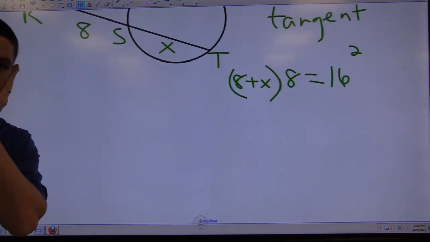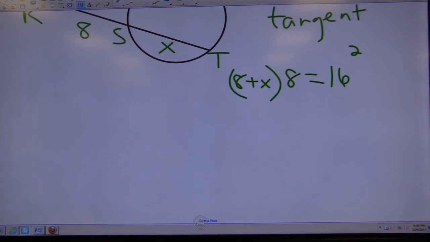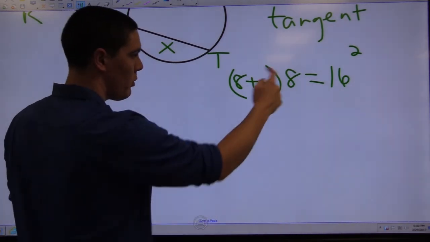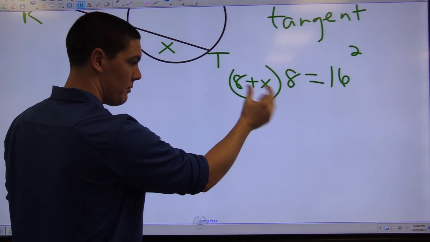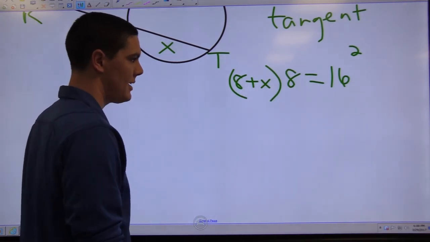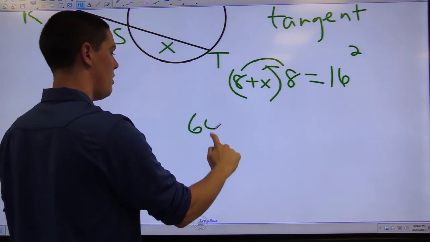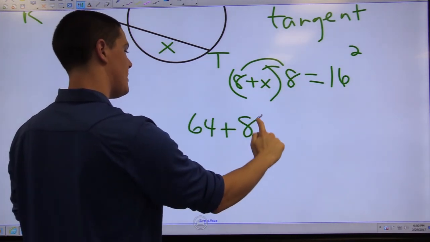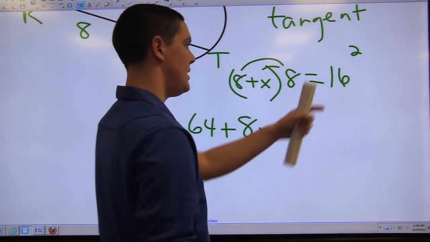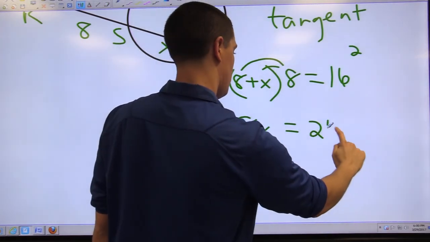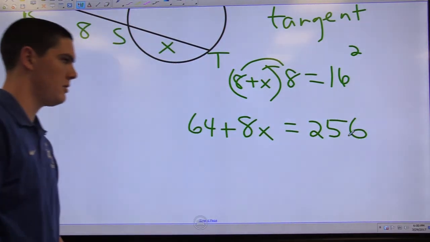All right, so let's see what we can do from here. The 8 here, I'm multiplying it to 8 plus x, so let's go ahead and distribute that. So 8 times 8 is 64. 8 times x is 8x. 16 squared is 256.